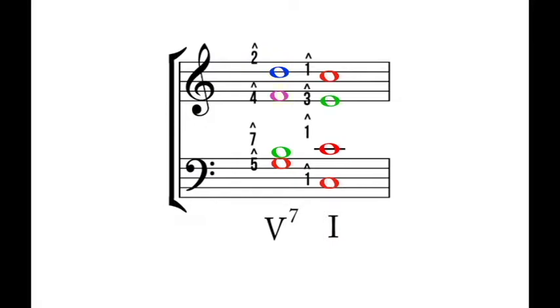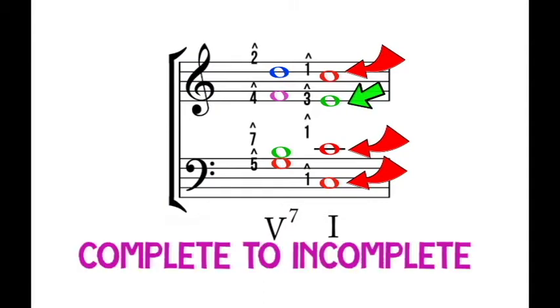And finally, the seventh, or the fourth scale degree, goes to the third scale degree, and again we end up with 3 roots and 1/3, an incomplete 1 chord.